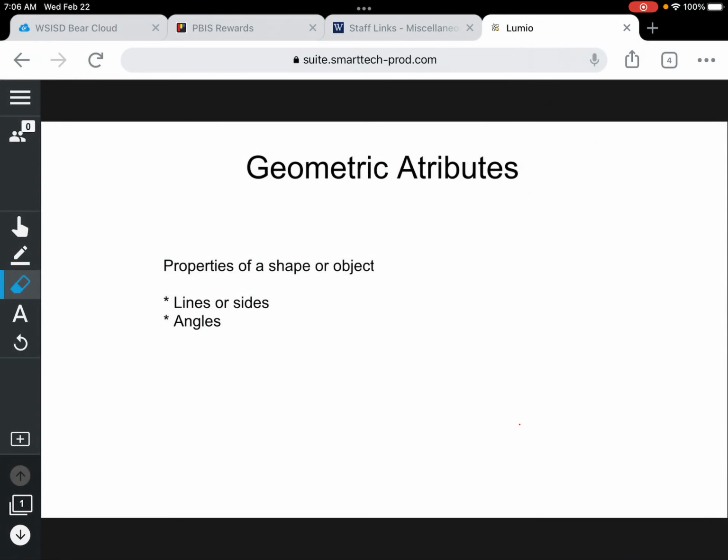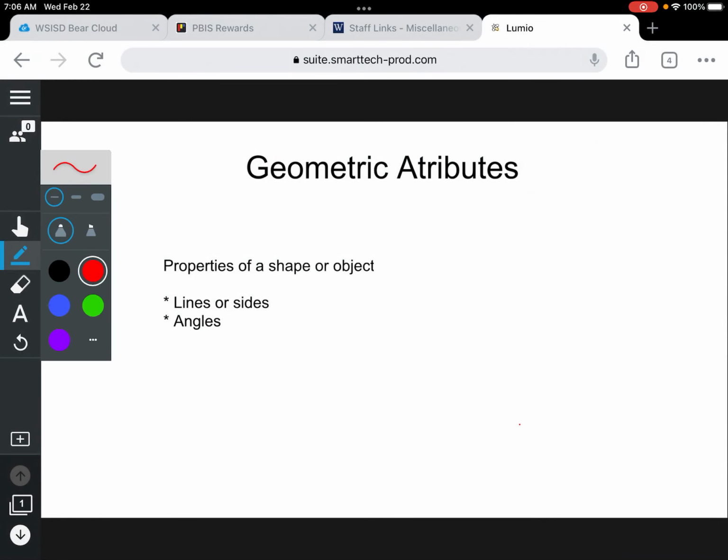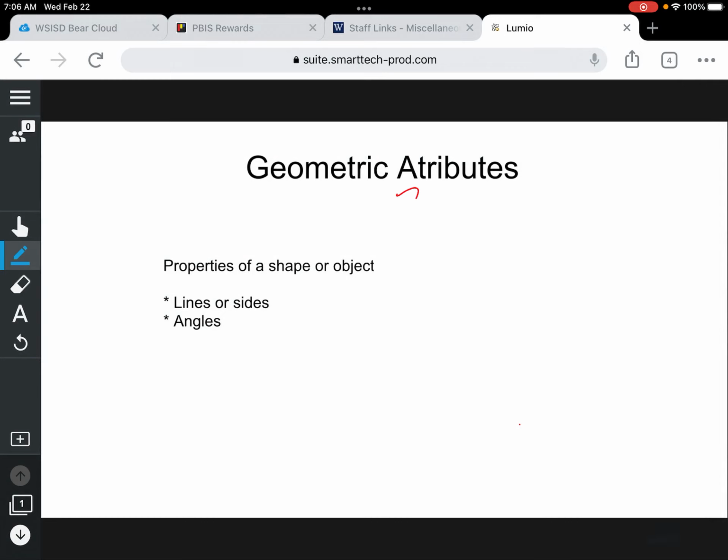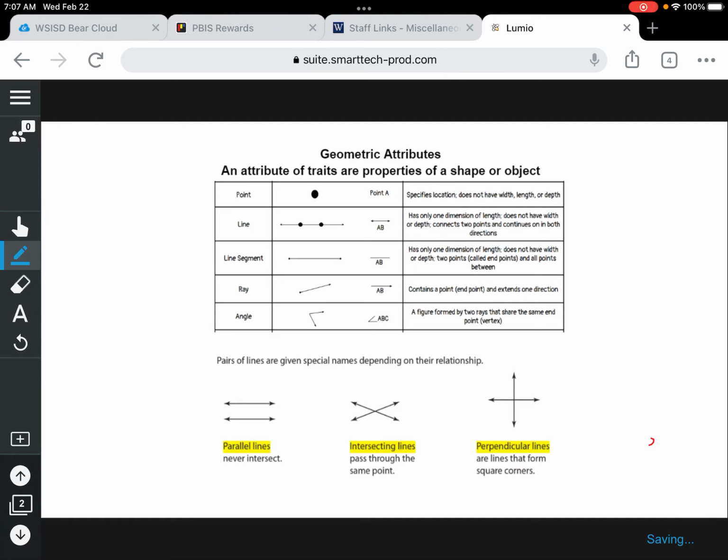Today we're talking about geometric attributes and shapes. What are attributes? They are properties of a shape or object. When we talk about properties, we're going to look at the lines or the size of the shape and the angles. So if we're talking about lines, we're going to focus on, are the lines parallel?